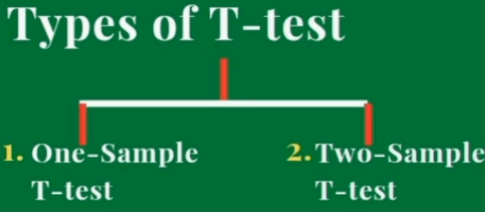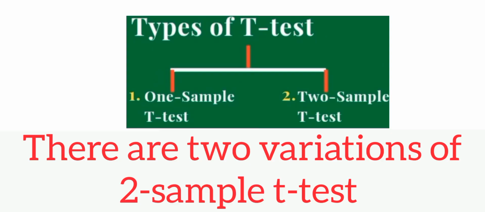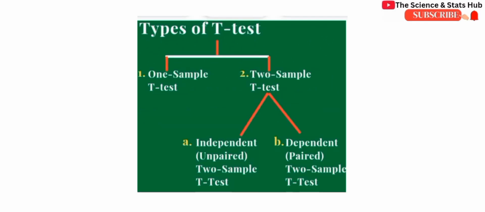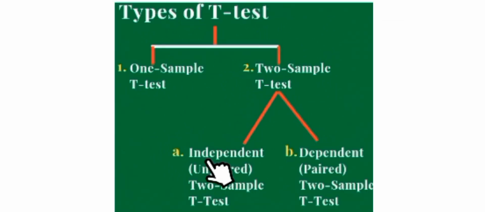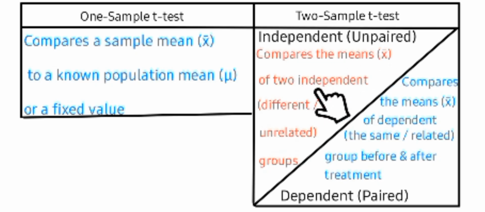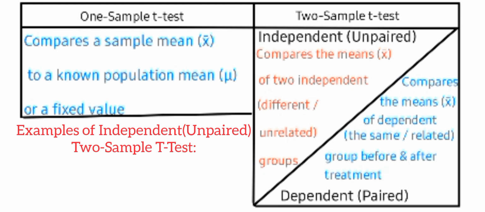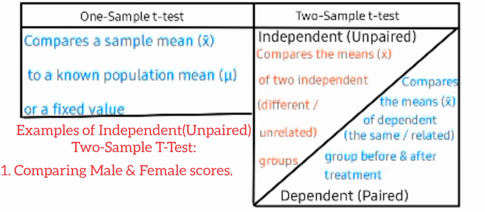The second type of t-test is the two sample t-test. There are two variations of the two sample t-test. The first one is known as the independent, or unpaired, two sample t-test, while the second one is dependent, also called a paired two sample t-test. The independent or unpaired two sample t-test compares the means of two independent, say different or unrelated, groups. For example, comparing male and female scores.